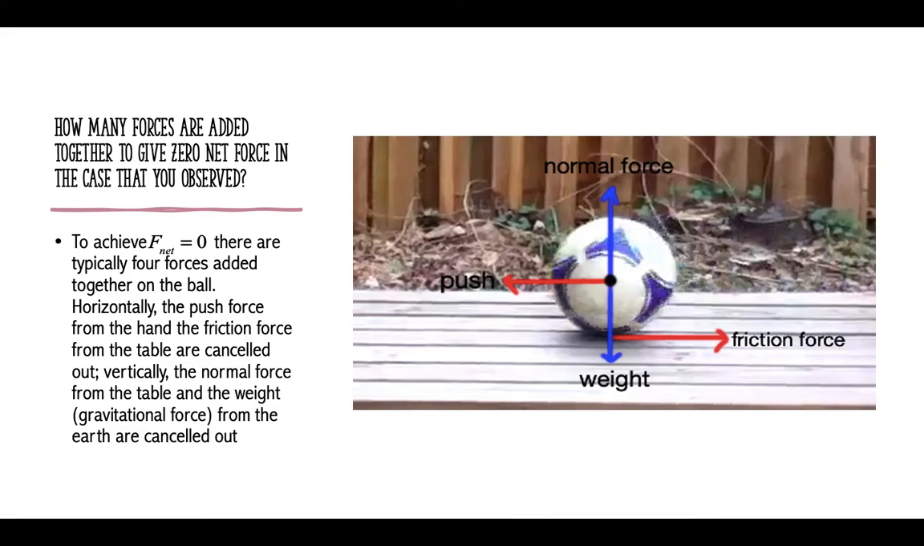In order to achieve net force equal to 0, there are typically 4 forces acting on the ball. Horizontally, the push force from the hand and the friction force from the table cancel out. Vertically, the normal force from the table and the weight, which is the gravitational force from the earth, cancel out.